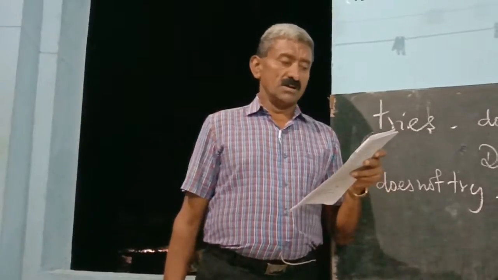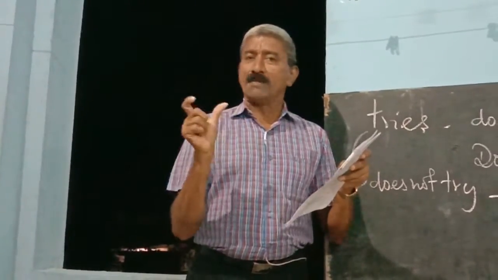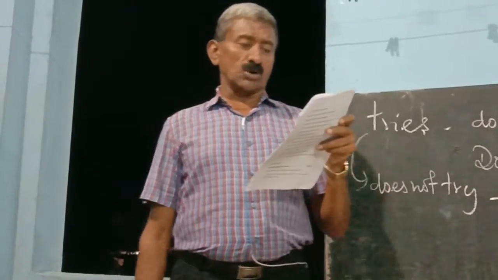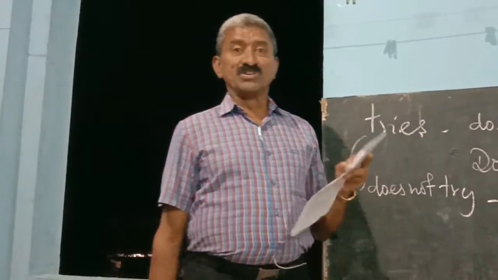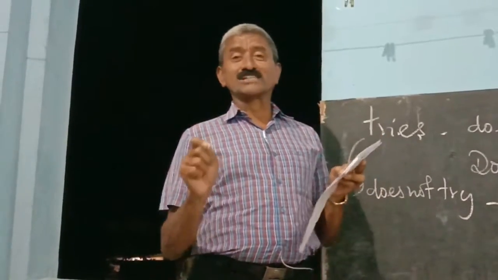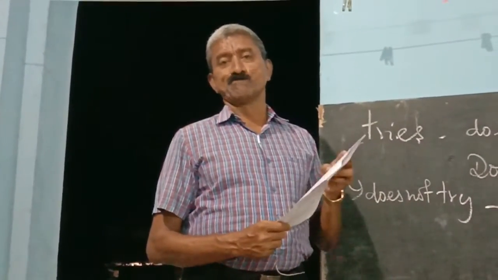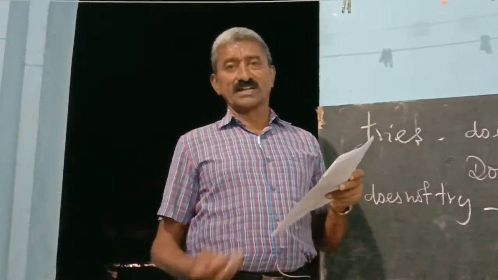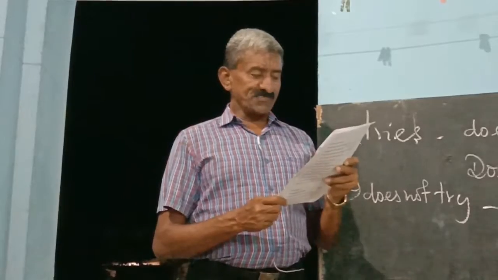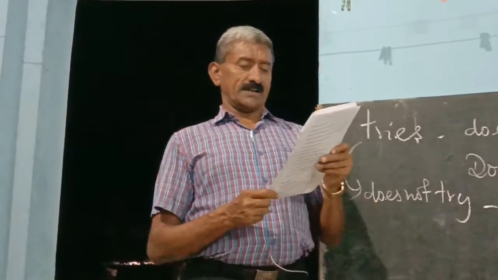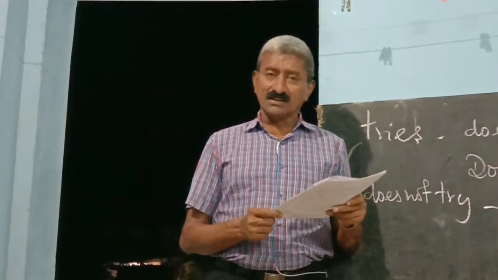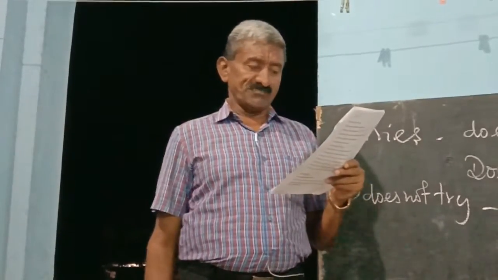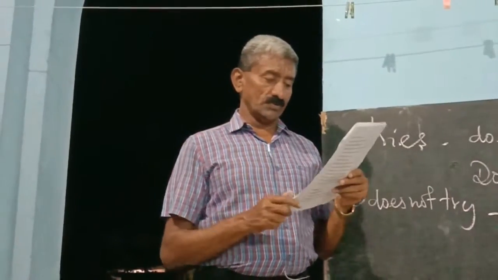Choose the right meaning of the idiom. A bolt out of the clear sky. It's nothing but an unexpected event. It is an unexpected, sudden event. So called a sudden, unexpected event. The one who represents the government of his country in a foreign country is an ambassador. Ambassador. So keep it in your mind.